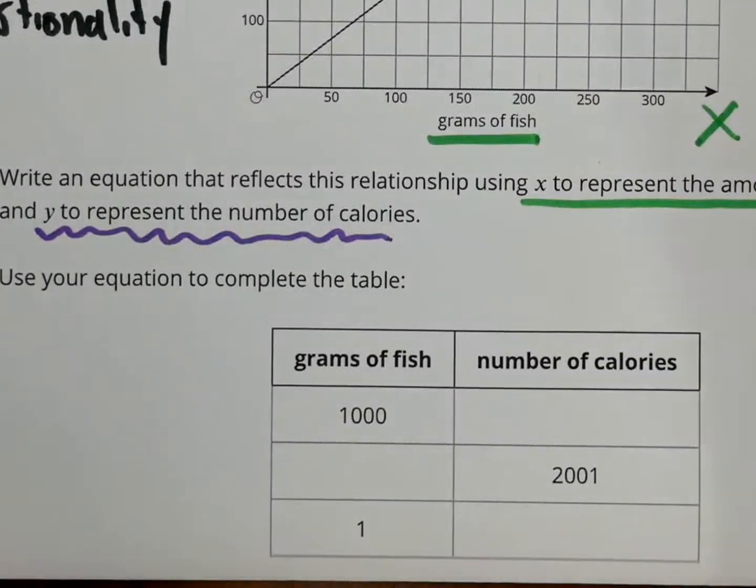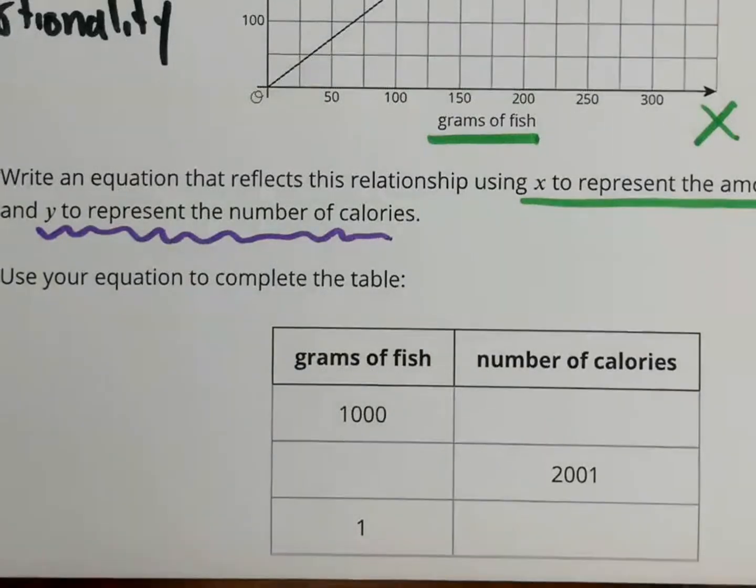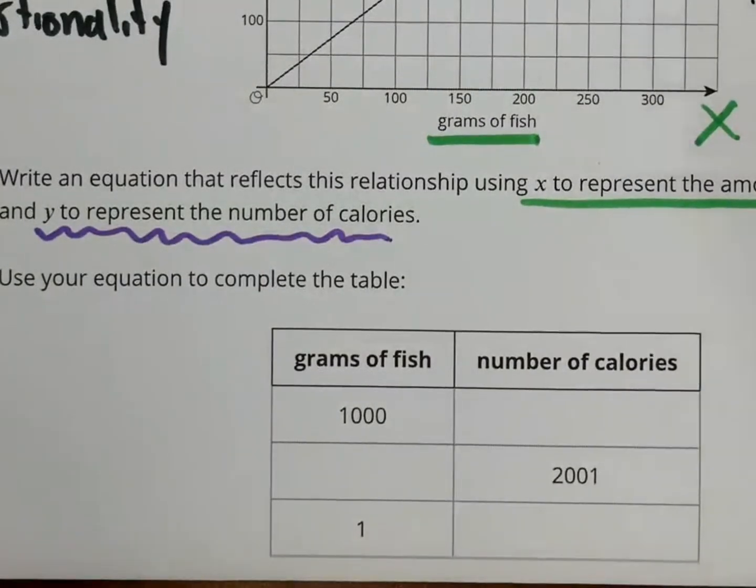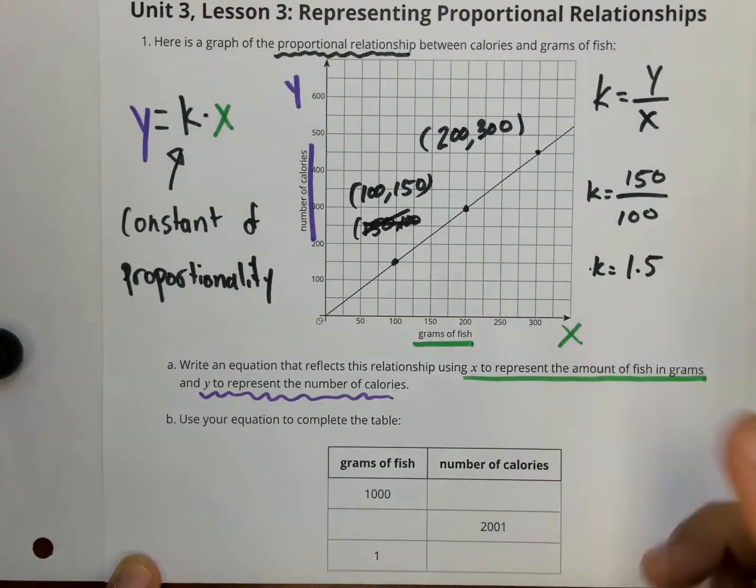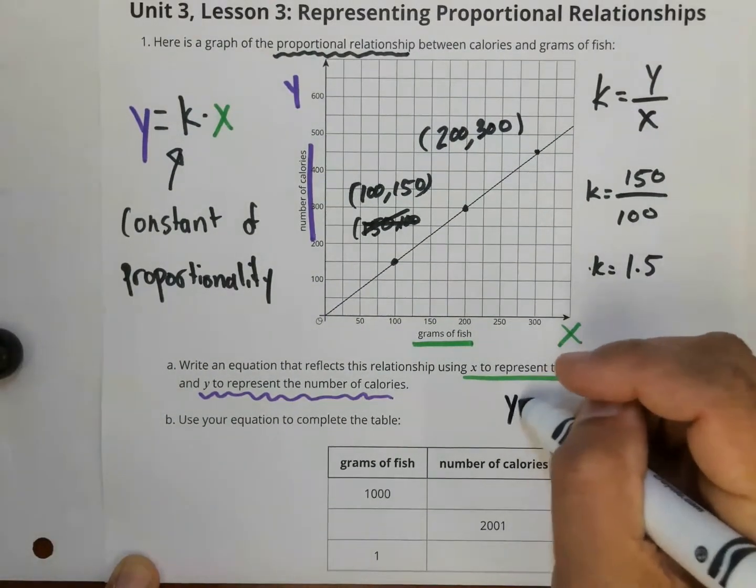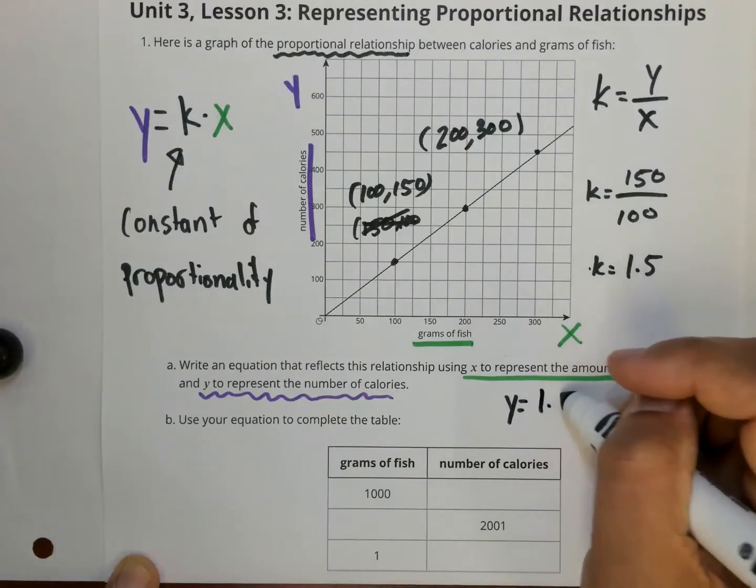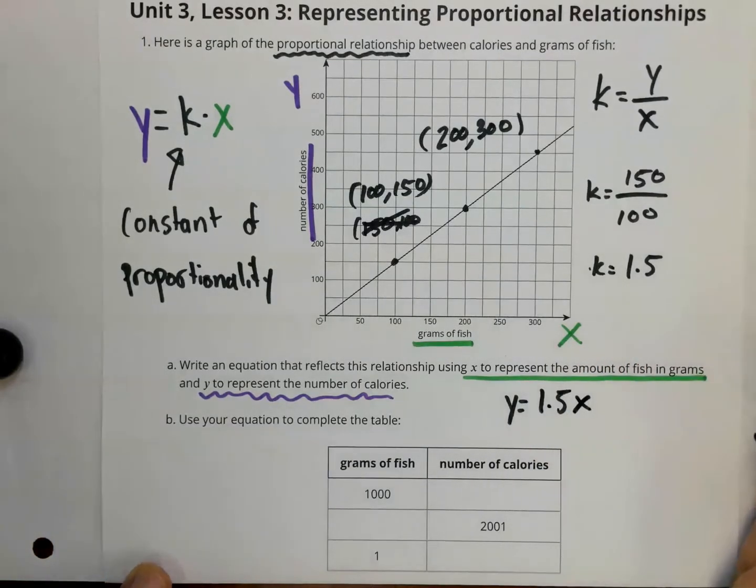150 over 100, which is going to be 1.5. So this is the constant. So now the equation, I'm going to use that. My equation here is Y equals 1.5 times X.